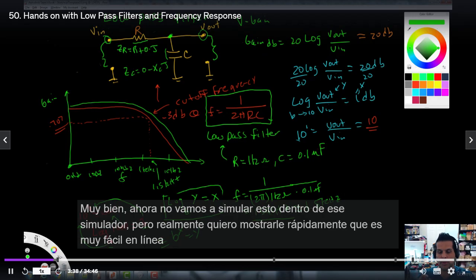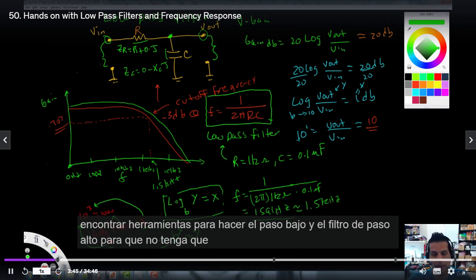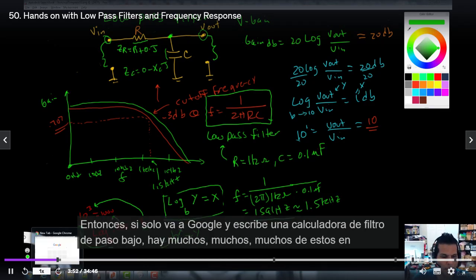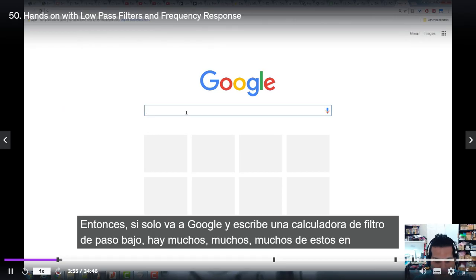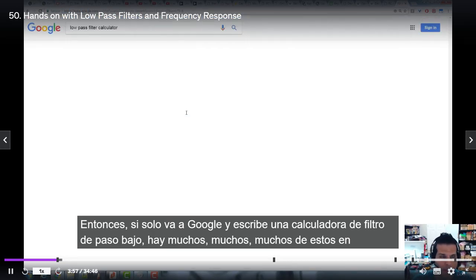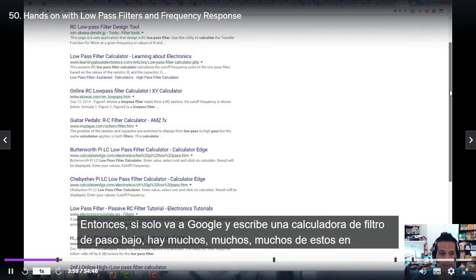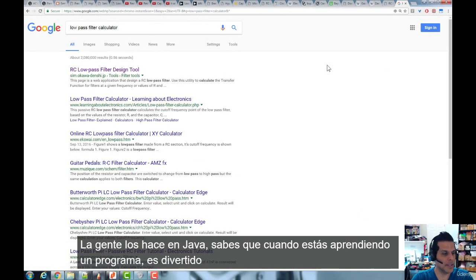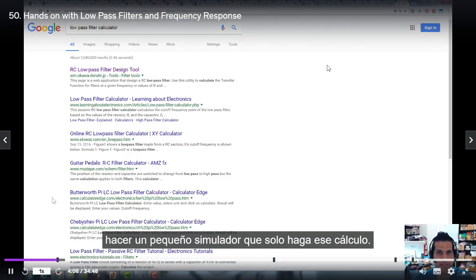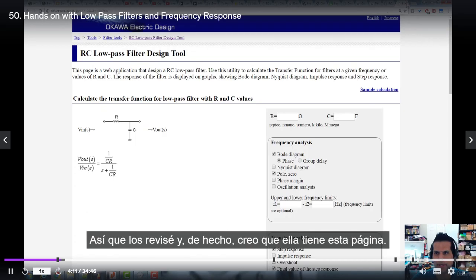Now, we're not going to simulate this inside that simulator, but I really want to quickly show you that it's very easy to find tools online to do low pass and high pass filters, so you don't have to build them or build a simulation. If you just go to Google and type in low pass filter calculator, there's many of these online. People make them in Java. When you're learning a program, it's a fun thing to do, to make a little simulator that just does that calculation.